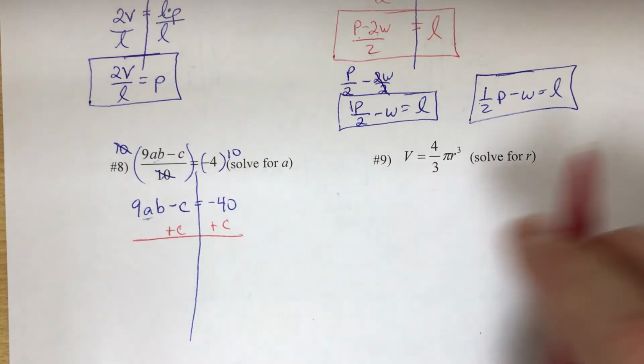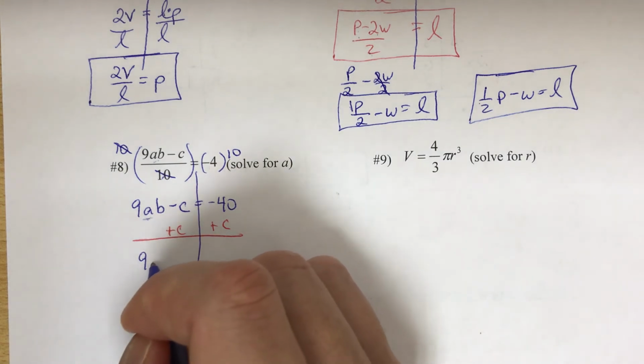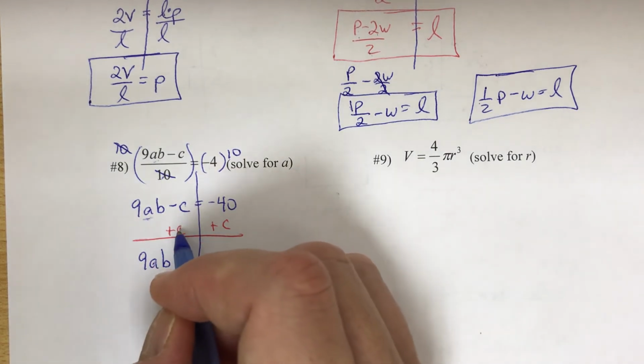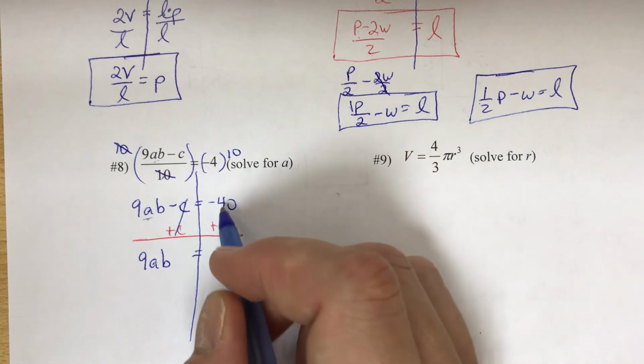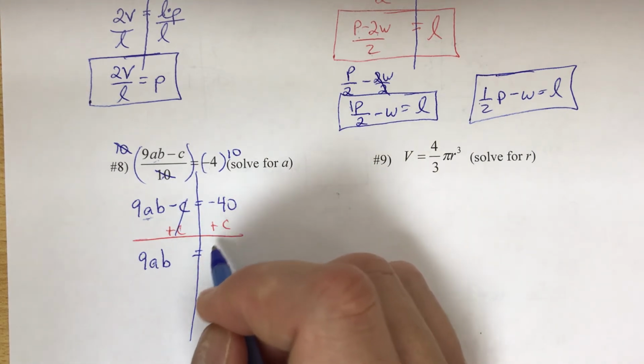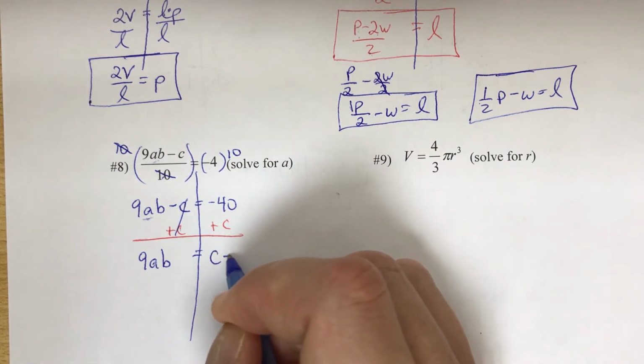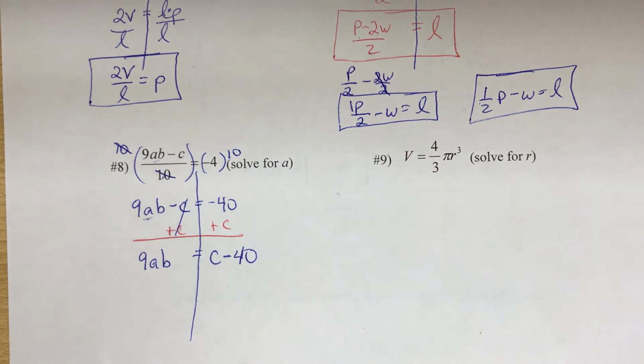And so we get 9ab, -c plus c is 0. Now this is just -40 plus c. I'm actually going to write the c in front. I'll write it as c minus 40.